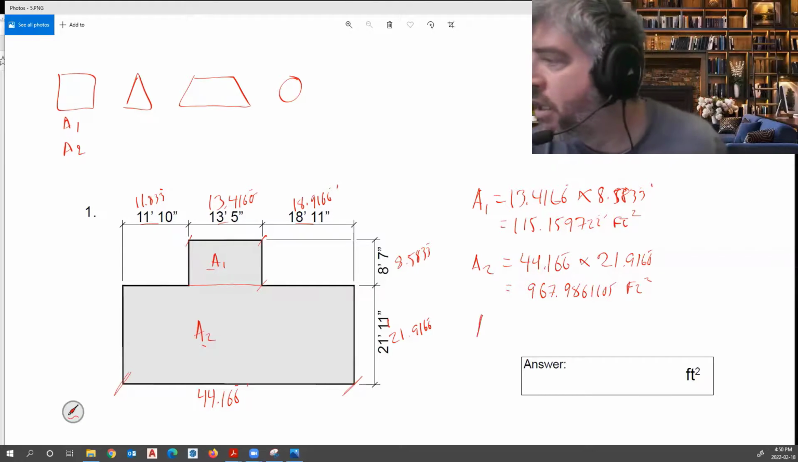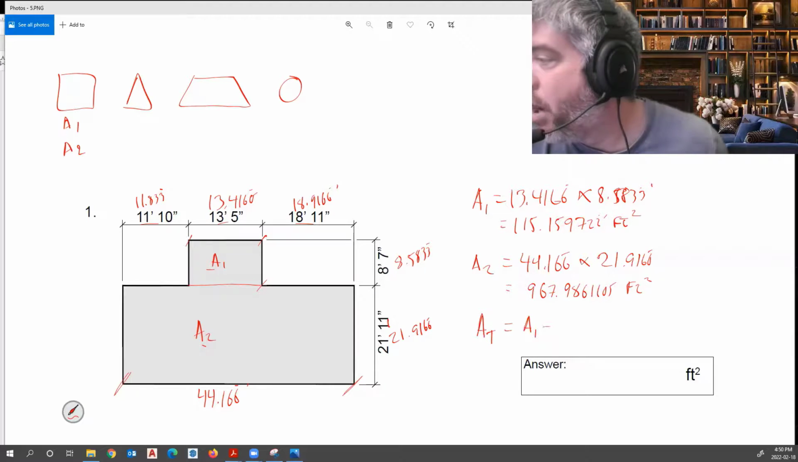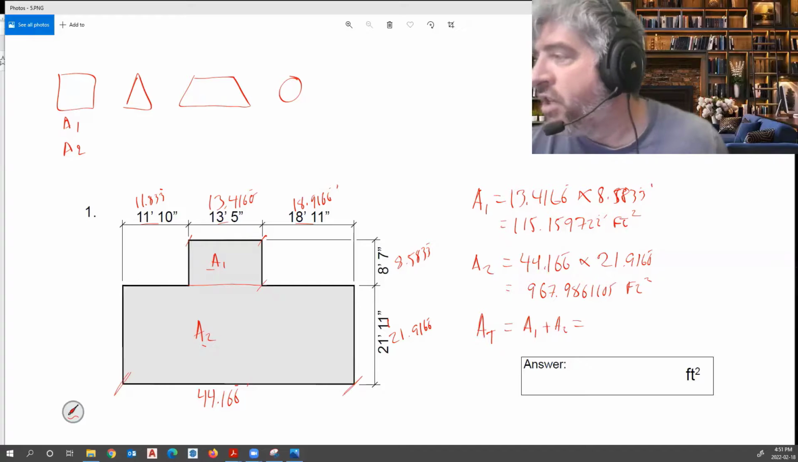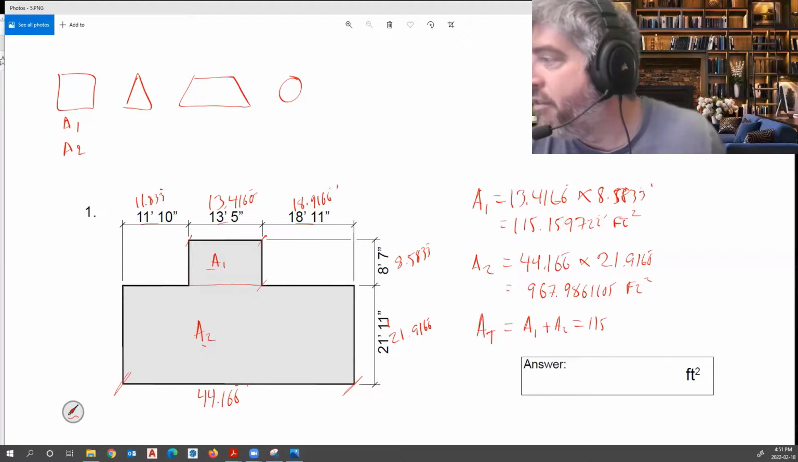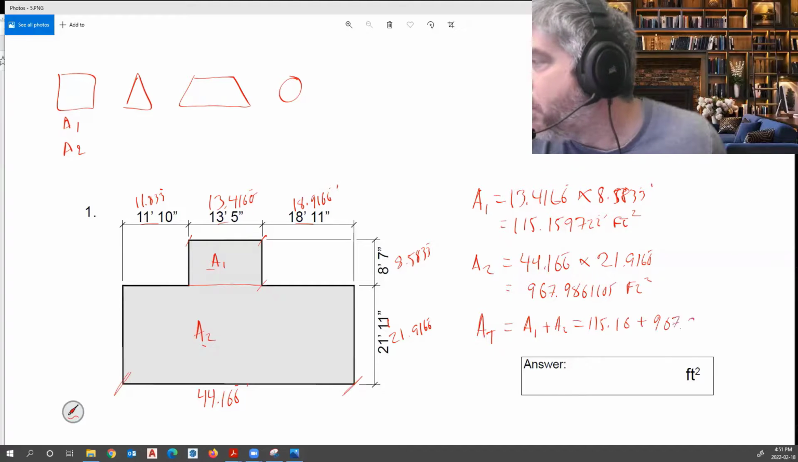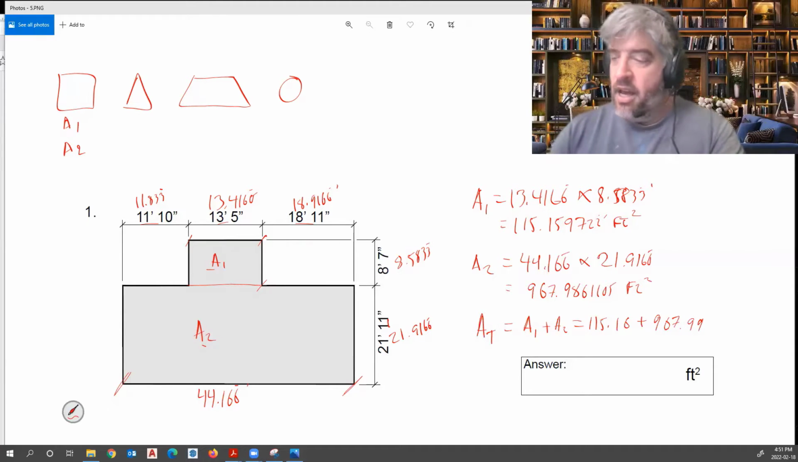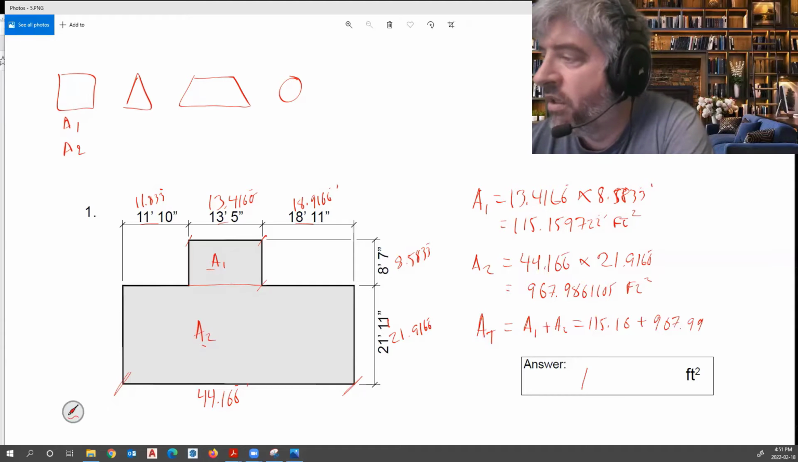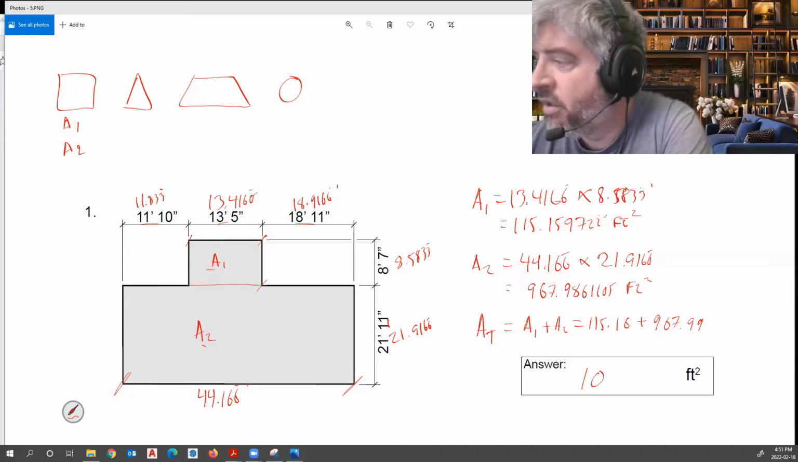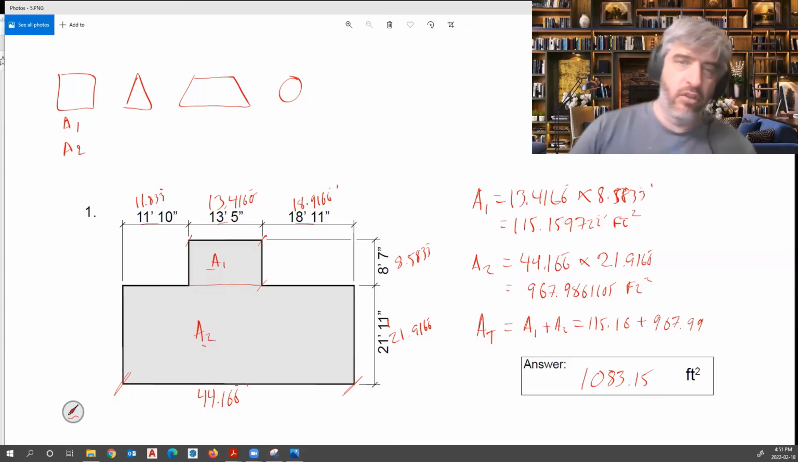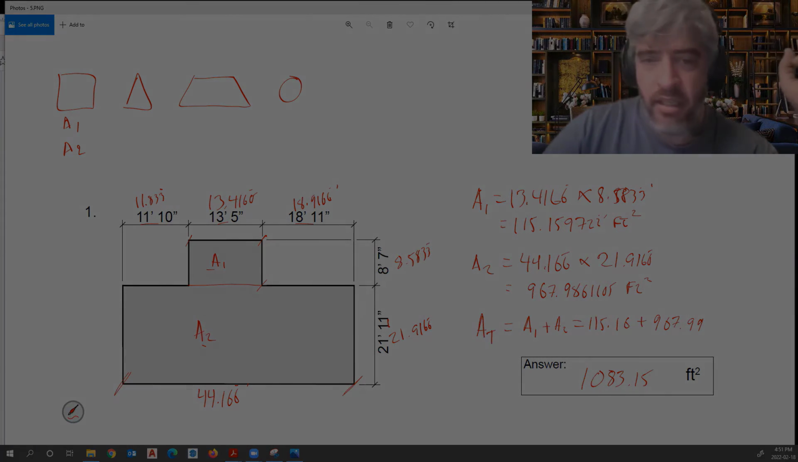Area 1 plus area 2. So area total equals area 1 plus area 2, which equals, in this case, those two numbers, 115.16. Again, I'm just rounding numbers here. 967.99. And again, I'm going to use all my decimals because I have it. So plus 115.159722. I hit equals, which gives me a total area of 1,083.15 square feet. And that is area number 1.